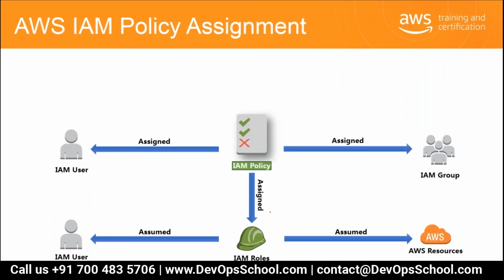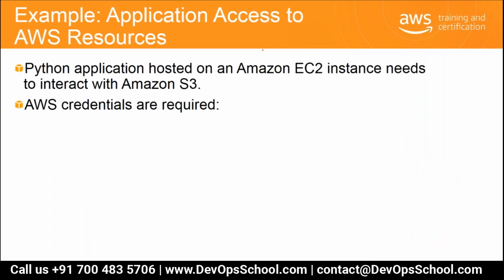Or, using IAM roles in general, you will access these buckets or any resources. If you have to talk from one resource to another resource, as I said in the example, roles can be used. Right. Example, a Python application hosted on an EC2 instance needs to interact with S3.